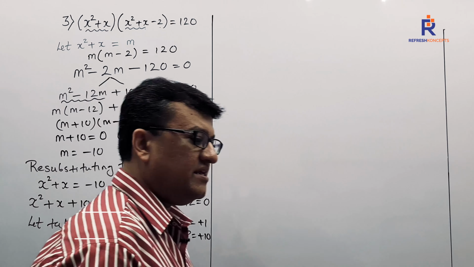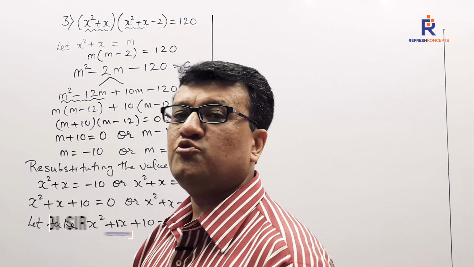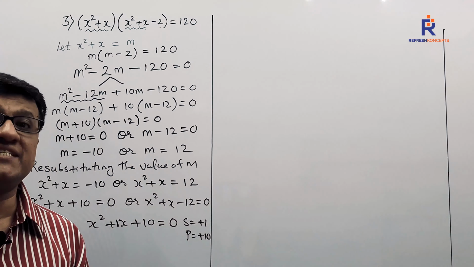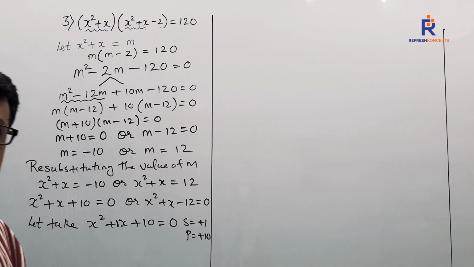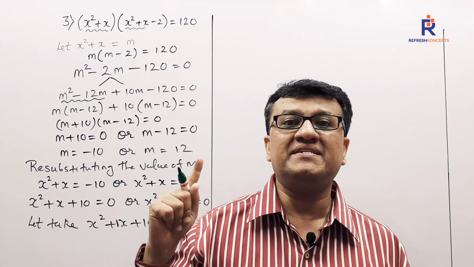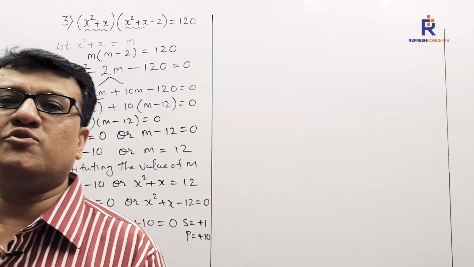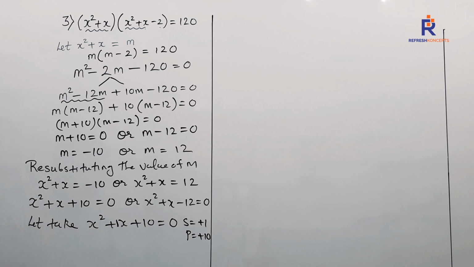Any idea? Any guesses? Very soon you will tell me, sir, there are no such numbers whose product is 10 and simultaneously the sum is 1. You might say, sir, 5 2s are 10, 2 5s are 10, but is there any relation between them which will give me sum as 1? No. So we cannot look only at the product part, we have to look at sum as well as product. When we don't have direct factors, we have to by default switch over to the formula method.